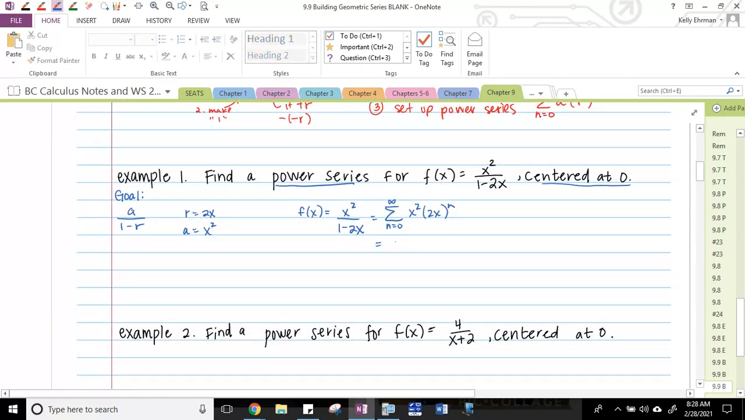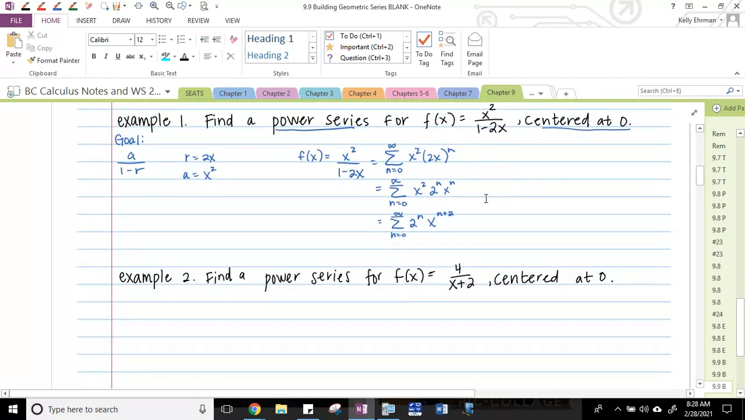And if you're looking for your answer in multiple choice, they may have adjusted some things. Having x's in both parts, they might have said, well, that's the same as x squared times 2 to the n times x to the n. X squared and x to the n, adding your exponents, you could have 2 to the n and then x to the n plus 2. So that could be our power series as well. Okay.